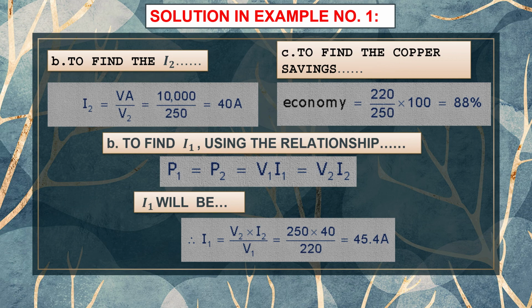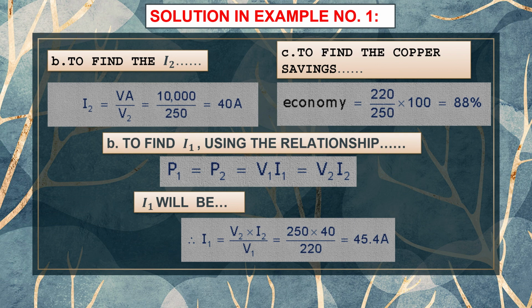However, to find the I sub 1, we will use this relationship. So, P sub 1 is equal to P sub 2, which is equal to V sub 1 I sub 1 equals V sub 2 I sub 2. So, deriving the equation for I sub 1, we could get I sub 1 is equal to V sub 2 times I sub 2 all over V sub 1. And then substituting the given values, we will have 45.4 amperes as the value for I sub 1.